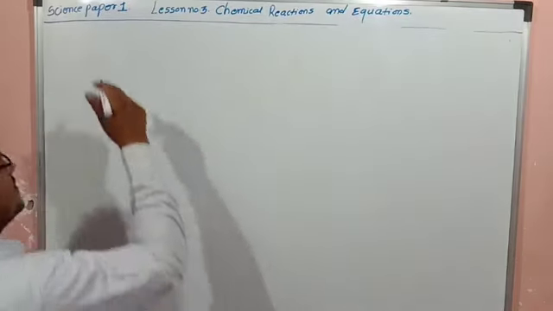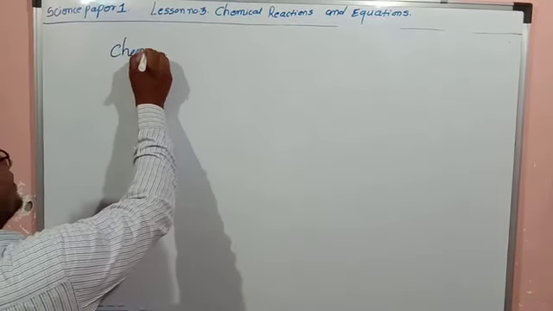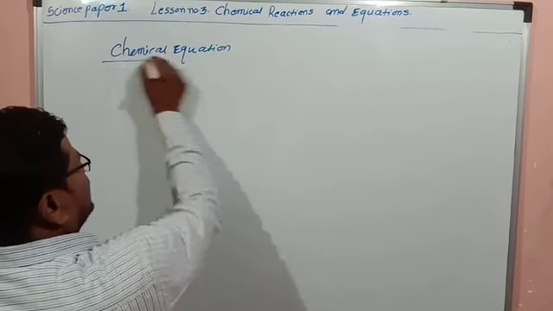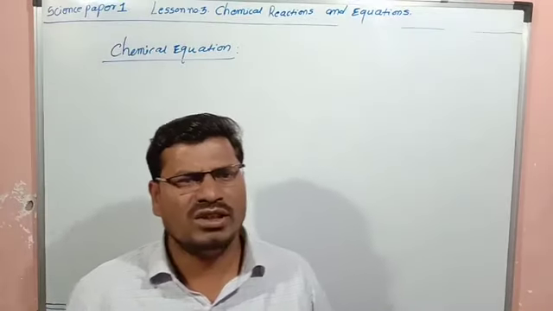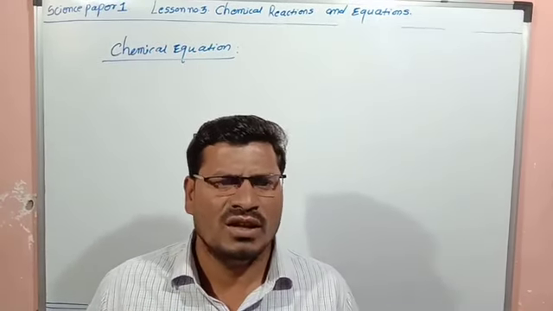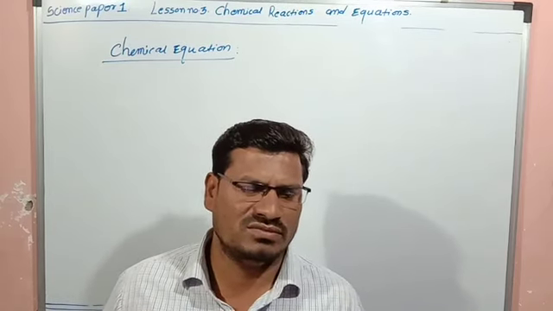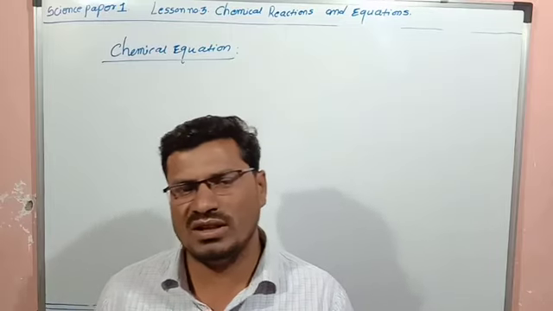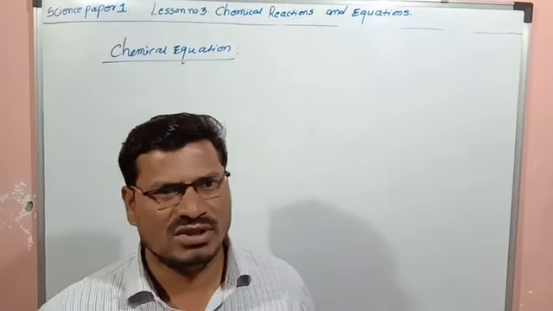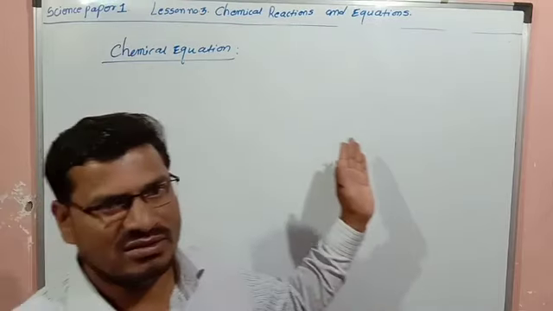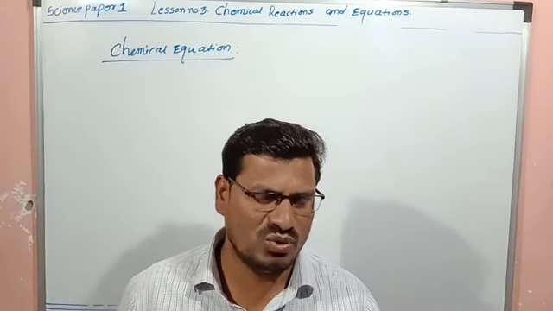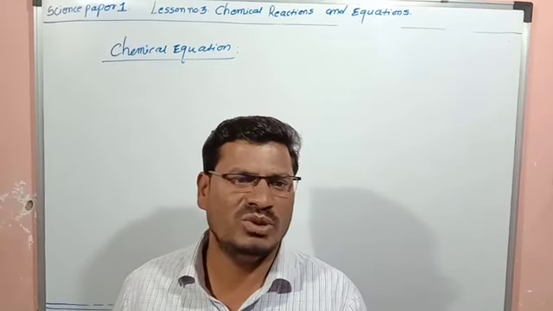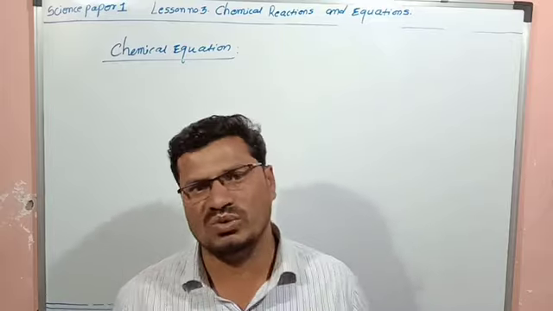So the next point is the chemical equation. In the case of chemical equations, we are going to study two types: the first one is the word equation and the second one is the chemical equation. So what is the difference between word equation and chemical equation? That we are going to learn.